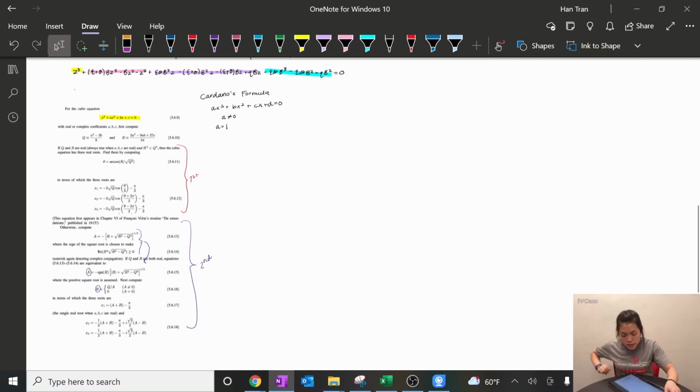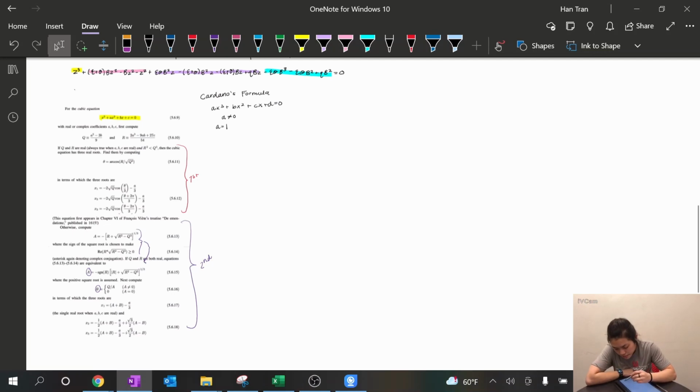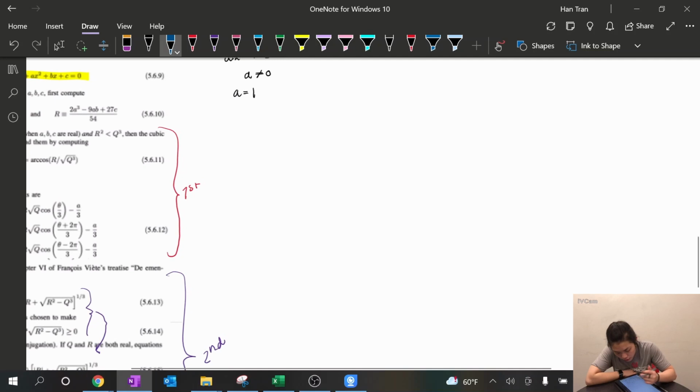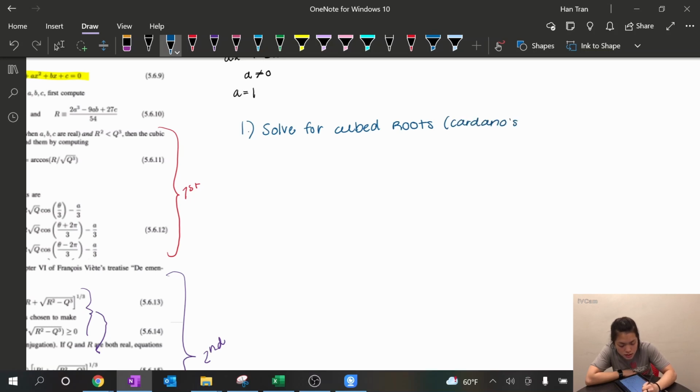So the first thing that we have to do is solve for cubed roots. That is the first major step. We're going to use Cardano's formula, which is why we talked about it, because it is going to come into play.